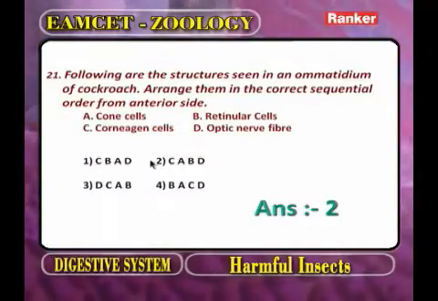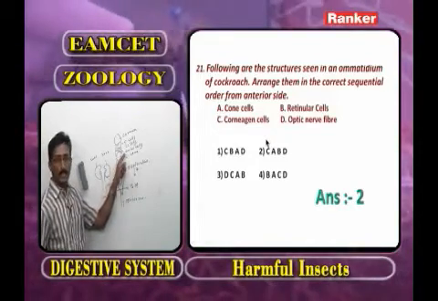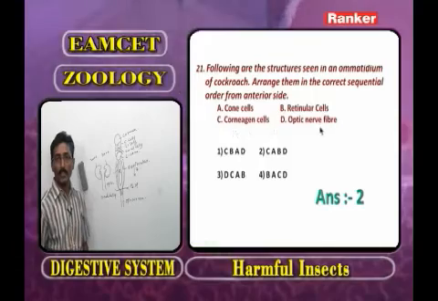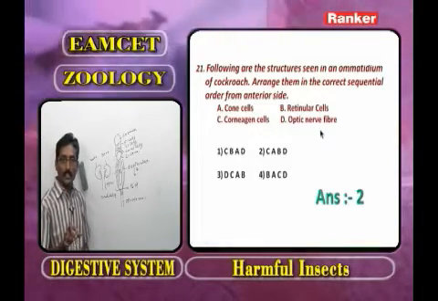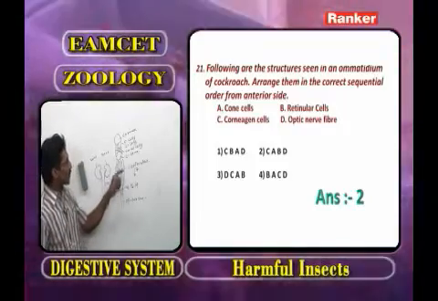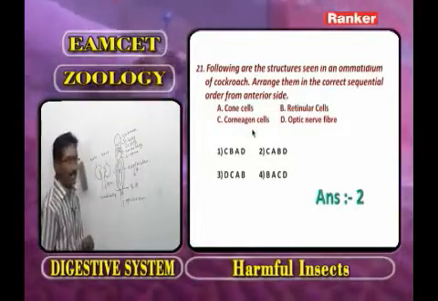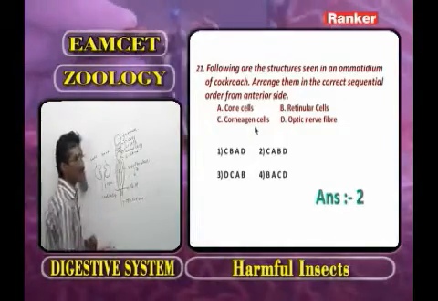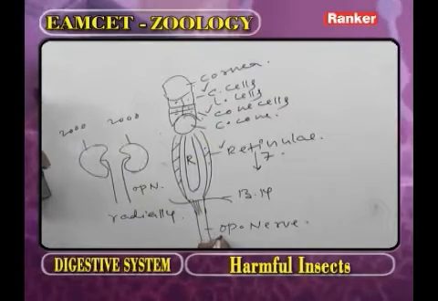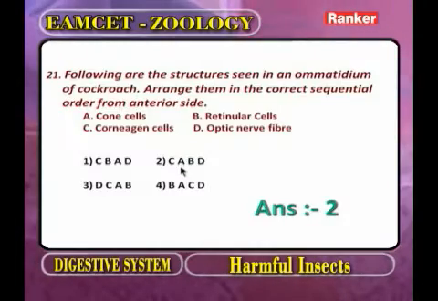Arrange the parts of ommatidium from anterior to posterior: cone cells, retinular cells, Carnegian cells, optic nerve fiber. In the given question, depending upon the options, how to arrange the structures from anterior to posterior? The first is Carnegian cells, followed by the cone cells. The cone cells are followed by retinulae and followed by the optic nerve fiber. Now we go for the next question.